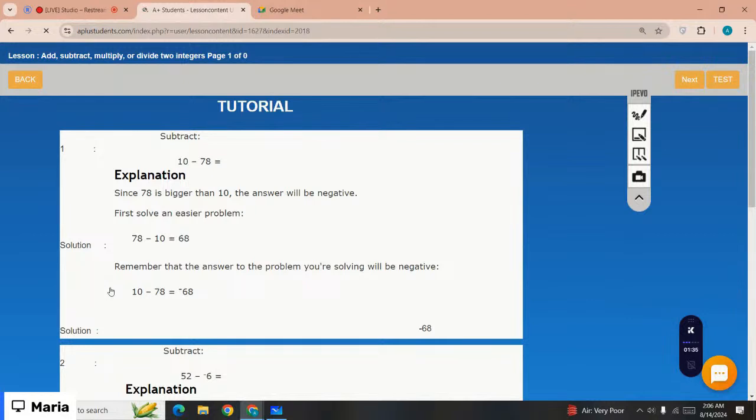So the first one is subtract 10 take away 78, right? So 10 take away 78 means 78 is a bigger number. You are going to subtract a greater number out of a smaller one. Usually you cannot subtract a greater number out of a smaller one, but because we have negative numbers also, we can subtract. You have to do 78 minus 10, which is 68, and then you need to put the negative sign. So that would be negative 68. Got it? So let's start with the test questions.